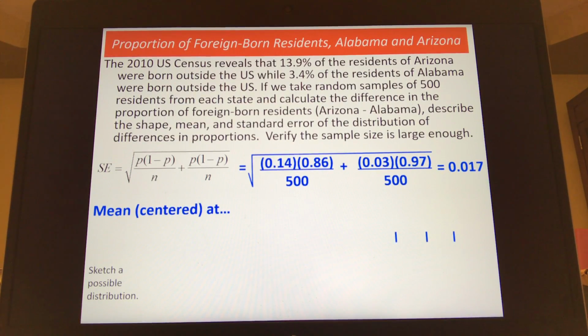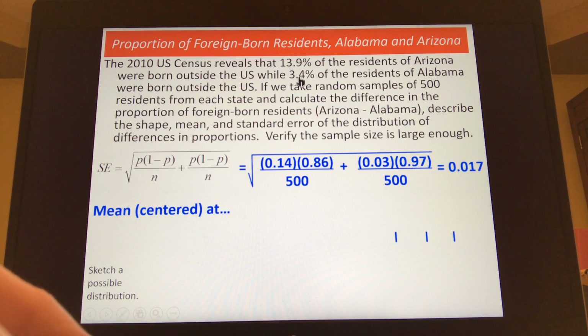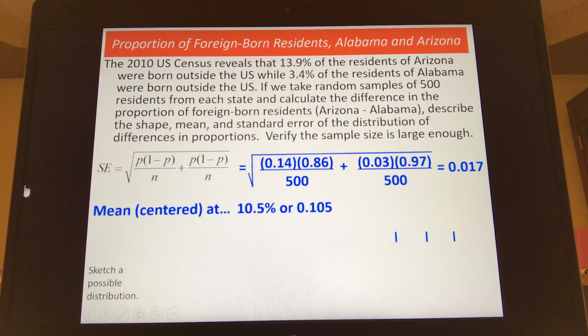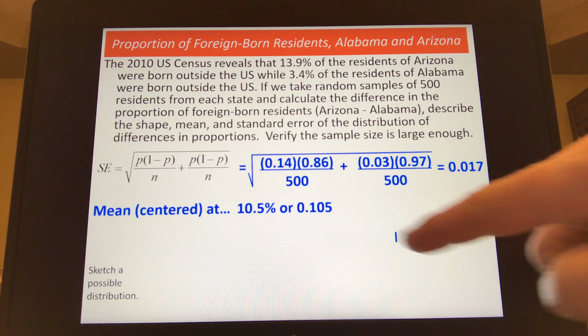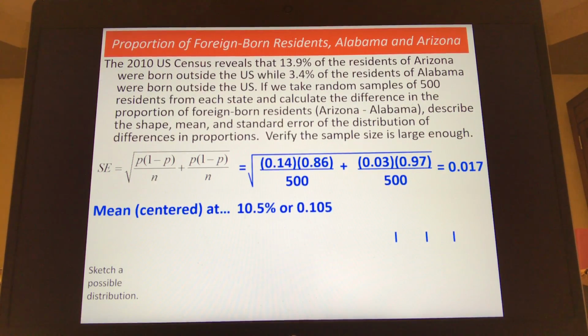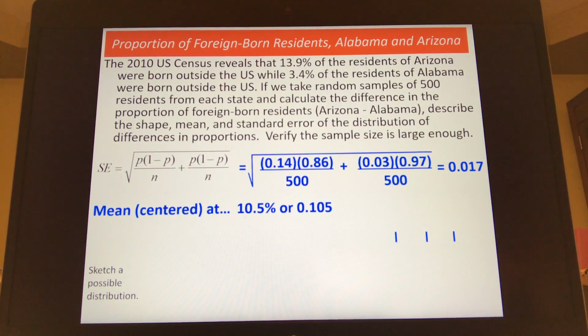Hopefully you realize we're talking about a difference between Alabama and Arizona. So the difference between these two would be the center of that distribution. This is about 10%. If you use the rounded values, it's more like 11%. It's around 10.5%. So if I were to look at this curve, and it does say somewhere here to sketch the curve, that would be the center of the curve, around 10%, 11%. And the standard error left and right would give you the idea of how spread out your curve is. The other piece of this is the shape. It's going to be a normally distributed curve. There's no reason to think that it wouldn't be unless the sample size wasn't large enough.